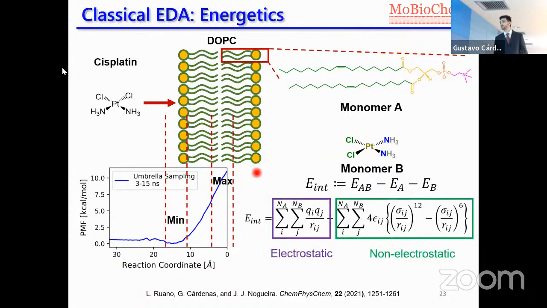One is the electrostatic contribution, so basically the Coulomb potential. The other one is non-electrostatic, so this guy here. Within the non-electrostatic part, we can further identify two contributions: one is the Pauli repulsion, and the other one is a dispersive attraction, negative. So what we did here was what I mentioned before, an energy decomposition analysis of the interaction energy.